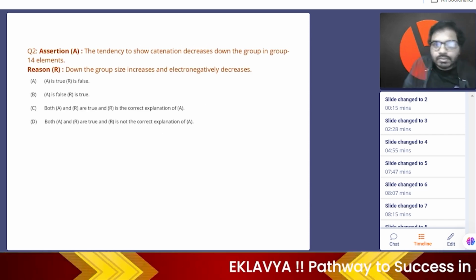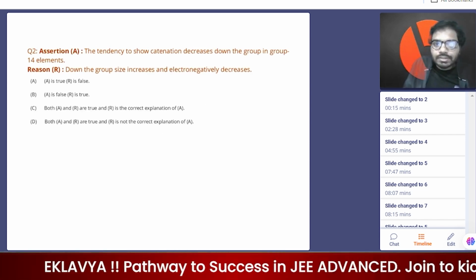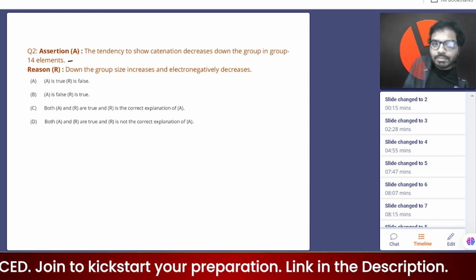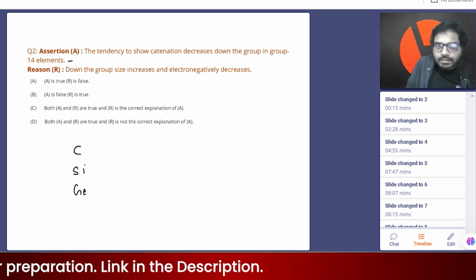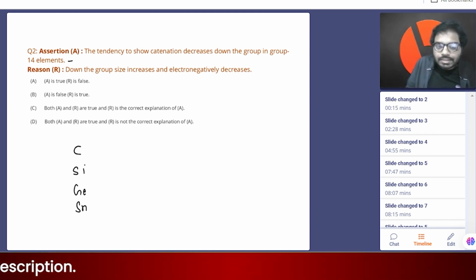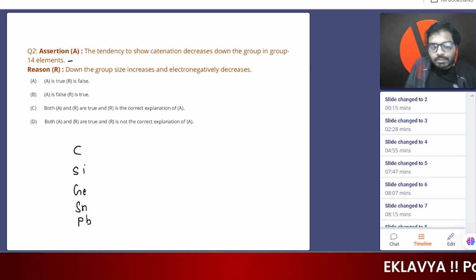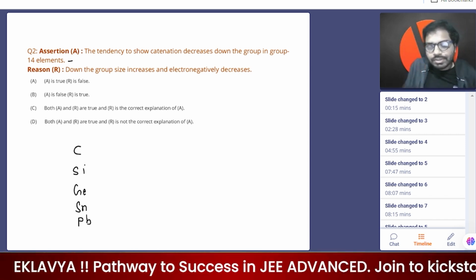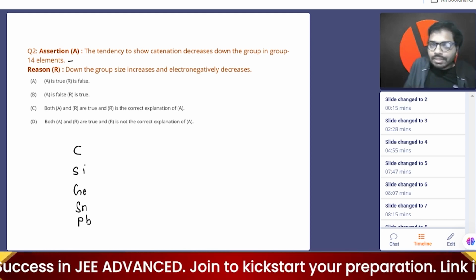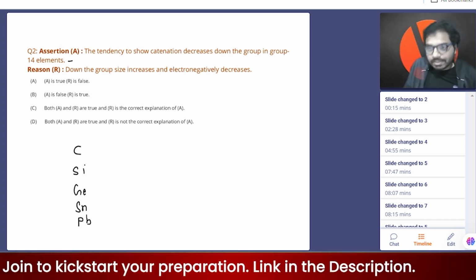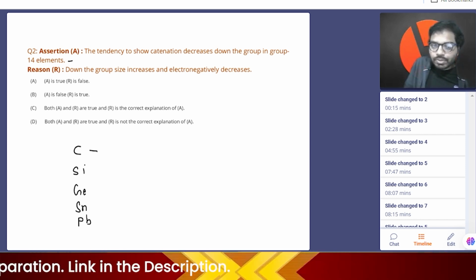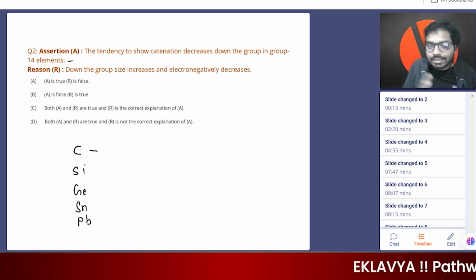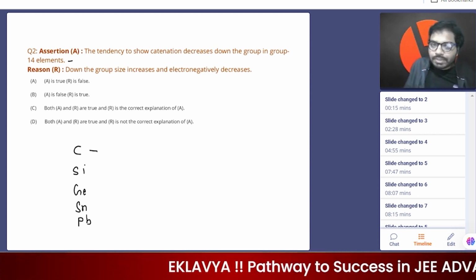Okay, so moving to the next question here. The tendency to show catenation decreases down the group in group 14 elements. So group 14 elements are carbon, silicon, germanium, Sn and Pb, lead. Down the group, size increases and electronegativity decreases. So first we will check both of the statements. Tendency to show catenation decreases down the group, which is correct, because carbon shows the most catenation. The property of carbon for showing catenation is the maximum, and while going down the group, size increases, which is also correct.